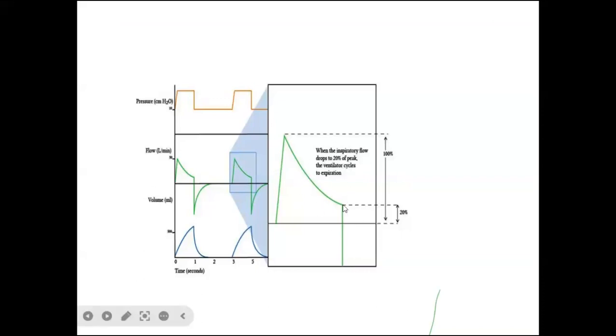So see here how flow acts as a cycling variable. You need to tell the ventilator that if the flow reaches 20% or 30% of the peak flow, so this is the peak flow, and it started decreasing. What flow pattern is it? What flow pattern am I talking about here? Decelerating. Yeah.